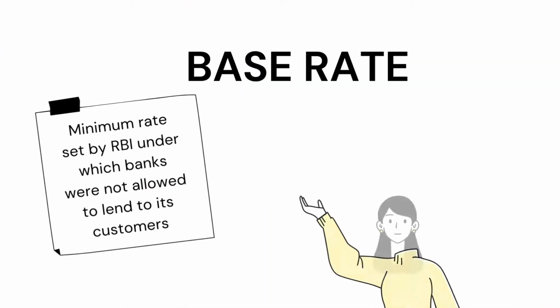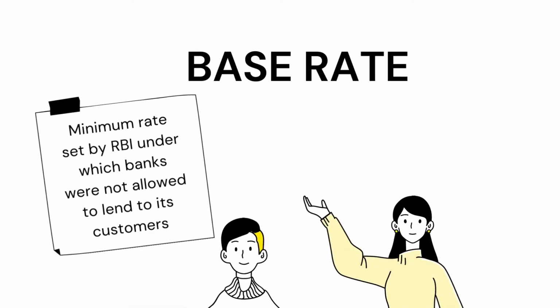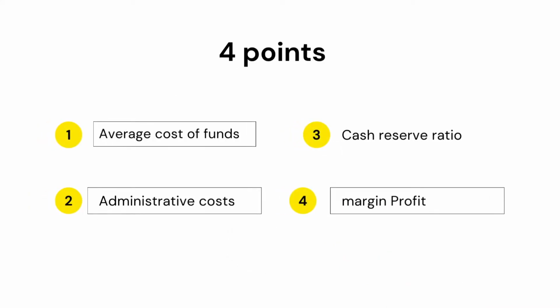ठीक है? तो MCLR क्या था? MCLR was marginal cost of lending. So let's understand what was base rate and why all of a sudden RBI changed into MCLR, that is marginal cost of lending. See, base rate is a minimum interest rate below which a bank cannot lend. So let's understand how base rate is calculated. There are 4 points I want you guys to understand while calculating this.